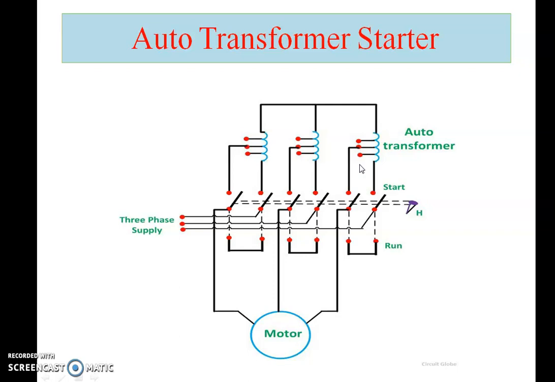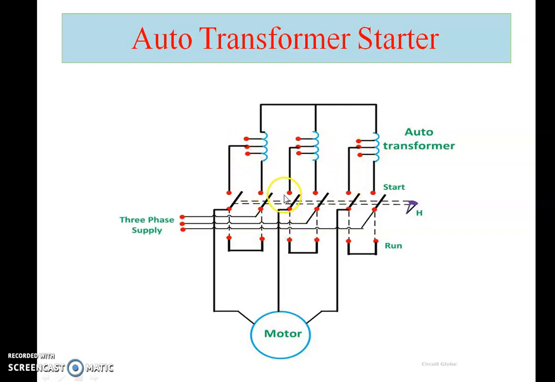Now what will happen? Just imagine this is 25% upper, 50%, 75%, and here 100%. Just for example, we are taking 25, 50, and 75%. This is nothing but the tappings of the auto transformer. Now for simplicity, I have connected to the 50% tapping here.